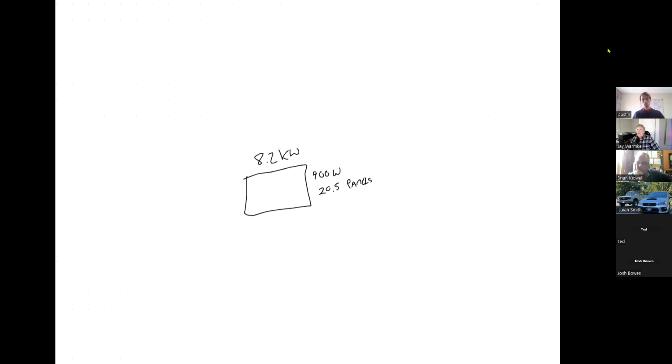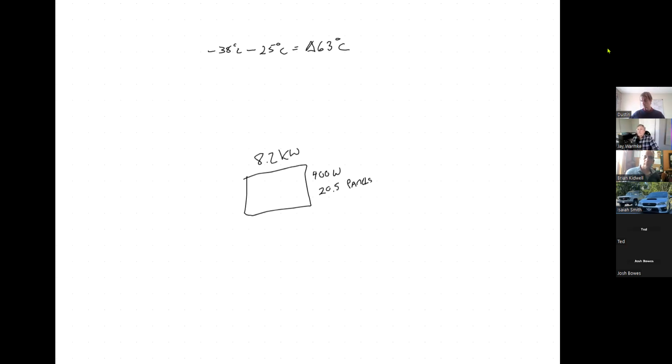All right, so how do we figure this? We take the coldest day ever, which is minus 38. We find the difference between it and standard test conditions. So the delta is, in this case, 38 plus 25, which is 63. 25 degrees Celsius is standard test conditions.